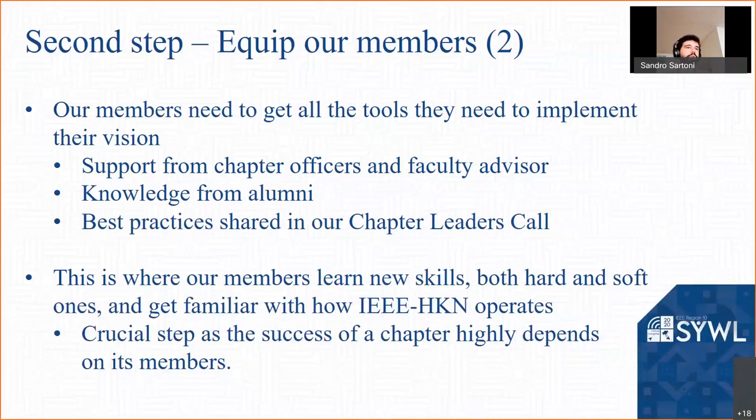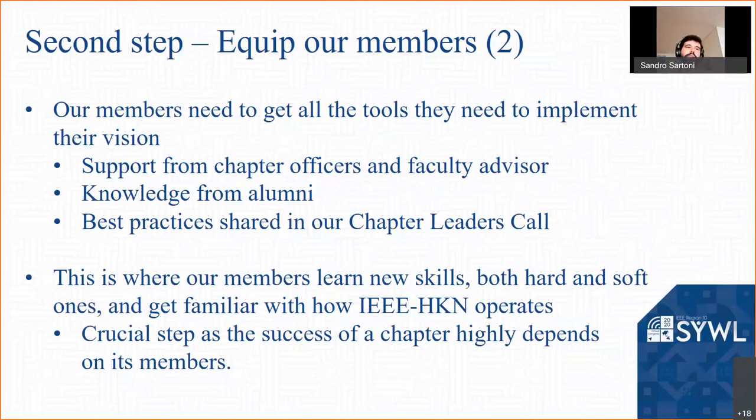So what does it mean to equip new students? Our members need to get all the tools they need, obviously, to implement their vision. Now, this can take many forms. It could be, for example, support from chapter officers, faculty advisor, knowledge from alumni. They may have faced problems previously that we are facing right now. So we don't need to reinvent the wheel every time, obviously.